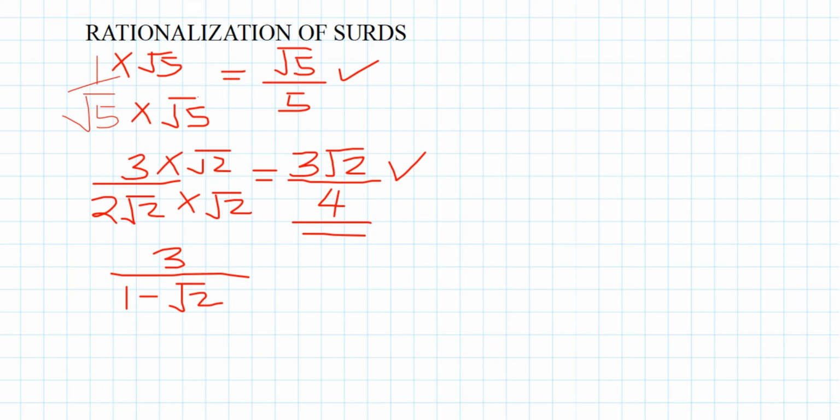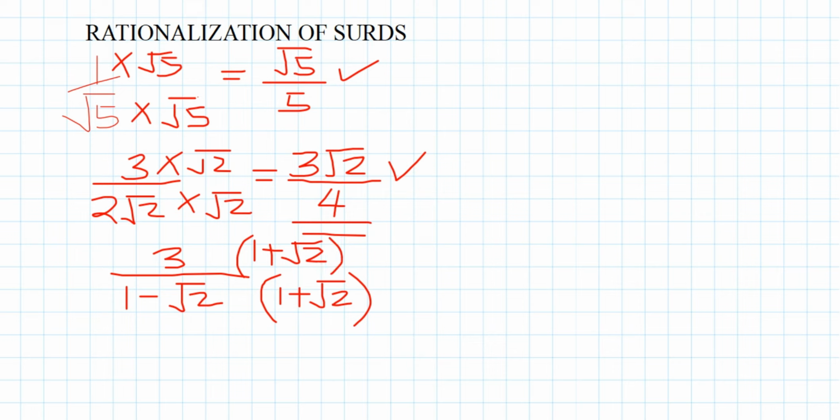So in this scenario, what you do, we develop something we call a conjugate. A conjugate is basically the opposite of the surd, which is, we just change the sign at the middle. So the conjugate of 1 minus root 2 is 1 plus root 2. So you multiply by the conjugate in the denominator. And again, whatever you do to the denominator, you also do it in the numerator. So you also do the same there.